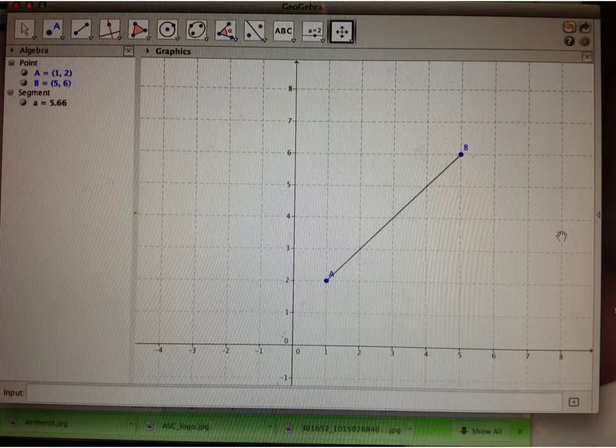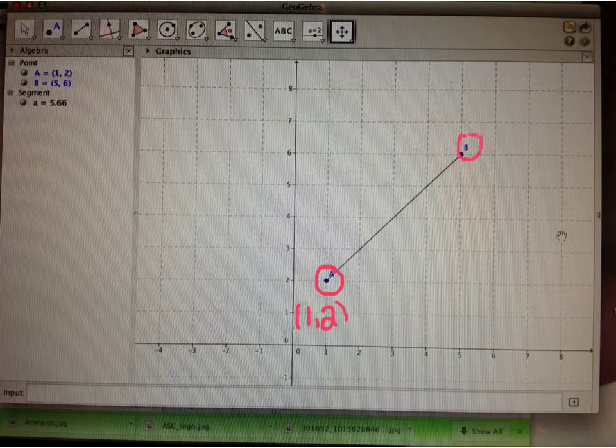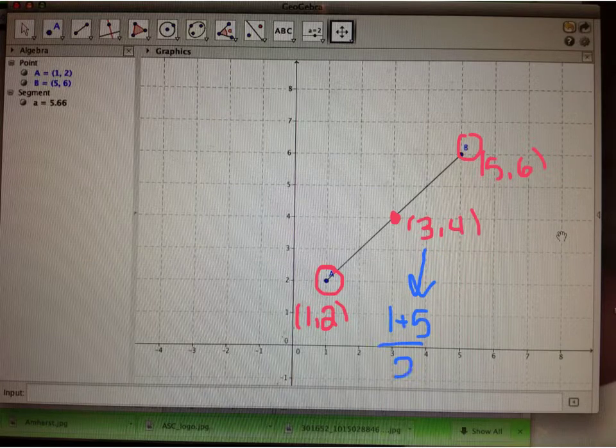So now let's look at another example. This time we have A as our point 1, 2, and B as our point 5, 6. We know that the midpoint is right here. The point is 3, 4. As we can see, we followed the same steps. To get the 3, we did 1 plus 5 divided by 2. That gave us 6 over 2, which gives us 3.